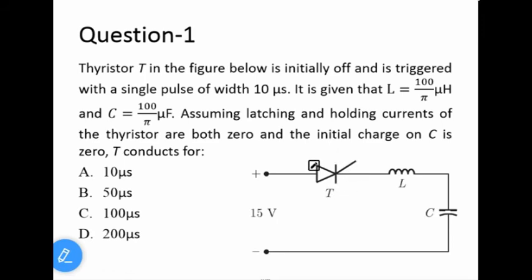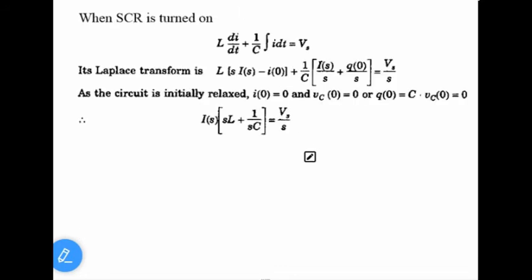If I turn on the switch it will turn on, but the load is an LC load. Now both are energy storage elements. Let's see what happens. Now when the SCR is turned on, if you apply the KVL, the voltage across the inductor plus the voltage across the capacitor, which is nothing but the voltage across the load, is equal to the supply voltage. Voltage across the inductor is L di/dt. Voltage across the capacitor is 1/C integral i dt. The sum of these two voltages is equal to Vs.